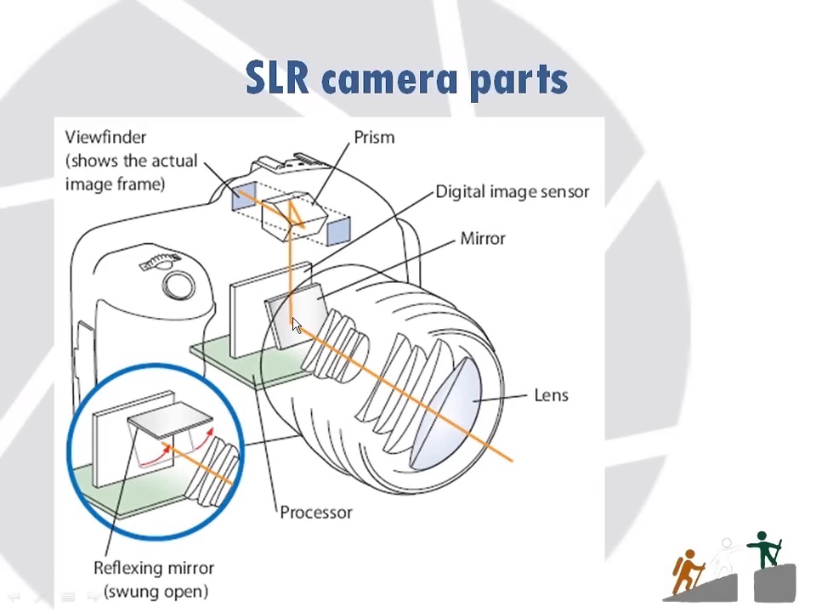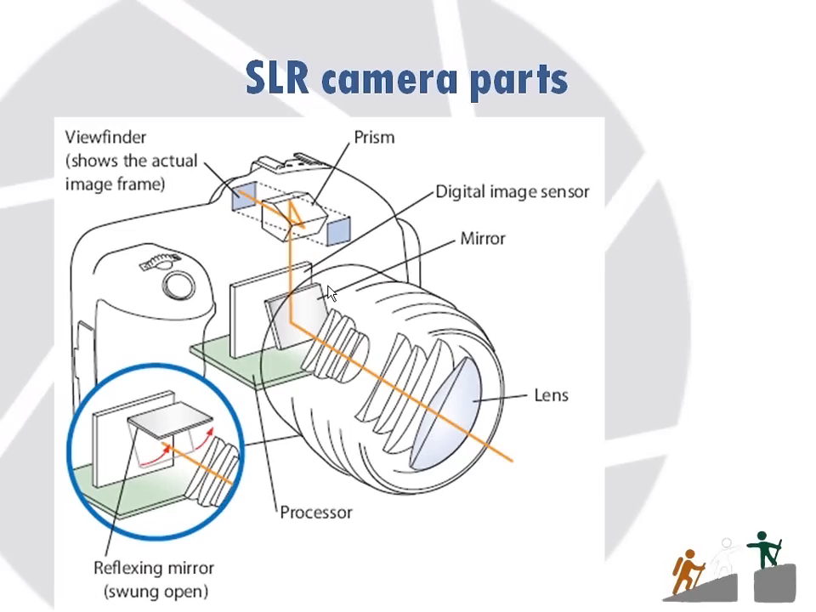On the top of the SLR system, you have a pentaprism or a mirror. In cheaper SLRs, you'll have a mirror only; they'll not use a prism. In better cameras, you'll definitely have a prism. After multiple reflections, you'll be able to see through the viewfinder. This is the same light which enters. When I release the shutter button, this mirror lifts up to leave way for the light directly to the sensor.